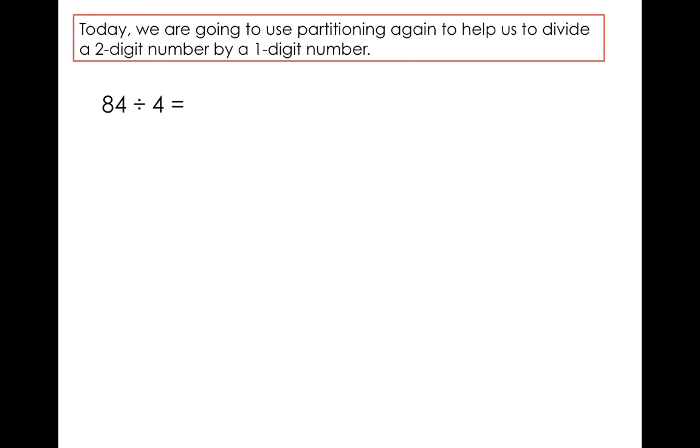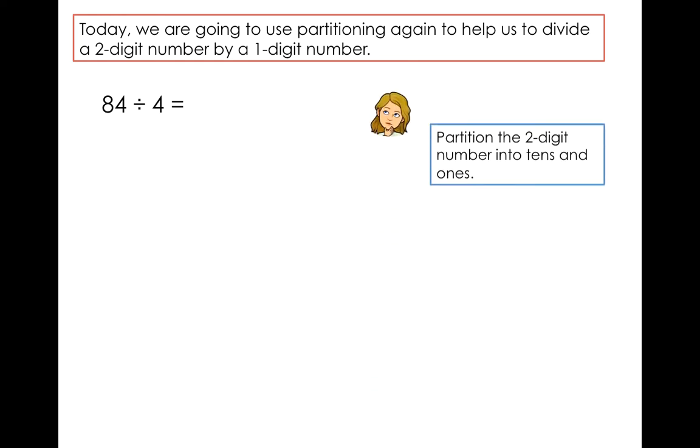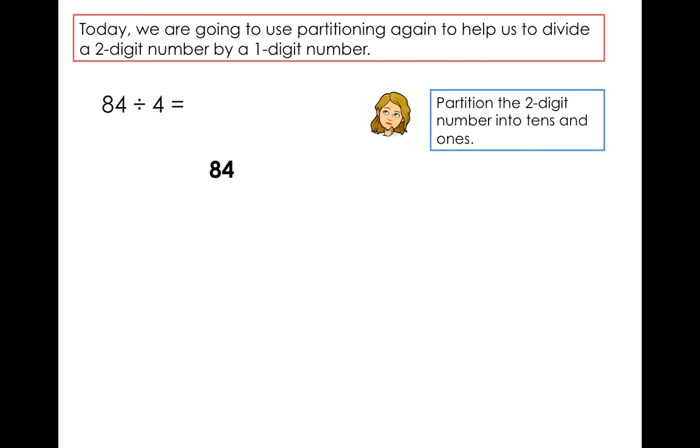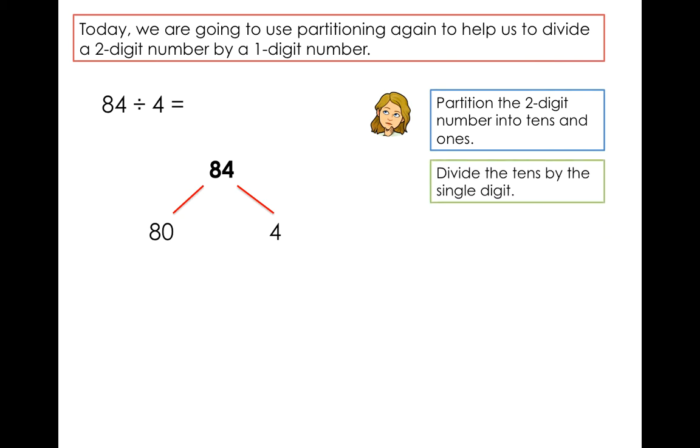Okay? Then we've got 84 divided by 4. And we're going to partition the 2-digit number into tens and ones. So I've got 80 and I've got 4. Okay? What did I do next? That's right, I divide the tens by the single digit. So I'm going to do 80 divided by 4. If I don't know that, I know 8 divided by 4 is 2, and then I can multiply the 2 by 10, because 80 is 10 times bigger than 8. So my answer will be 20.